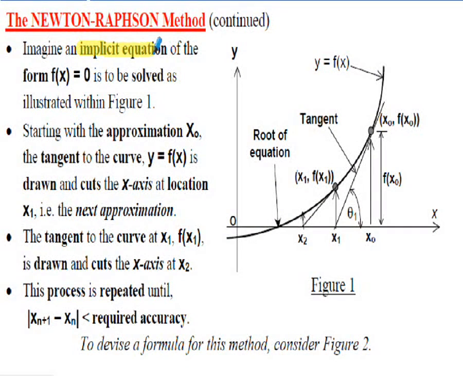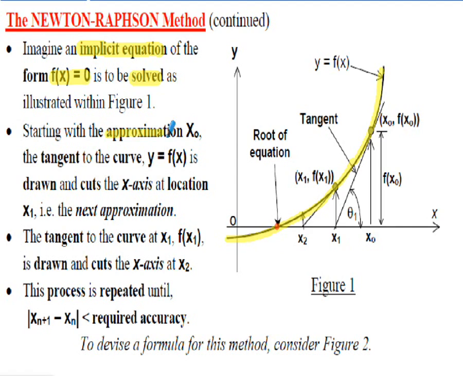Imagine the implicit equation of the form f(x) = 0 is to be solved. This is illustrated in figure 1. This is a plot of the equation f(x) that we have to solve, and the root we're trying to solve for is shown here.